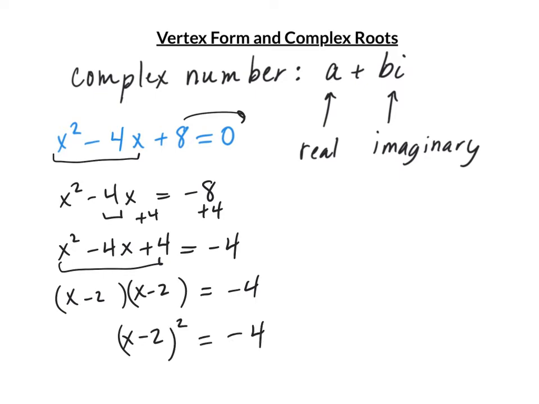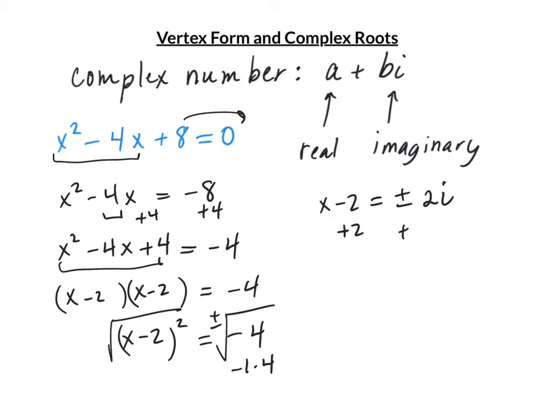At this point, I can eliminate the square by taking the square root of both sides. Don't forget the plus or minus opposite the variable. And I have x minus 2 equals plus or minus the square root of negative 4. Negative 4 is negative 1 times 4, which is 2i. Square root of negative 1 is i, square root of 4 is 2. Almost done. We're going to add 2 to both sides. When we do that, typically we put that in front of the plus or minus, and we say our answer is 2 plus or minus 2i. This is two solutions. One is 2 plus 2i, and the other is 2 minus 2i.